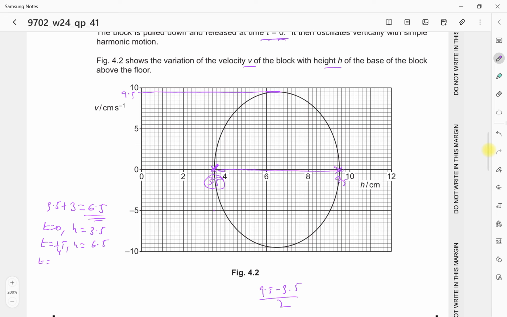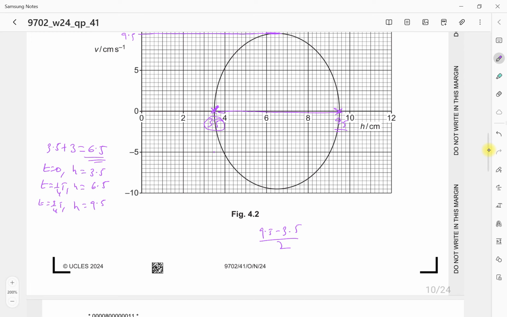Then at t equals 3/4 of a cycle, where the velocity becomes maximum on the other side, this means h must have reached the highest point, which is 9.5, which we saw here. Then at t equals 1 complete cycle again, of course, when velocity becomes 0, the displacement is maximum. H is going to be 9.5.